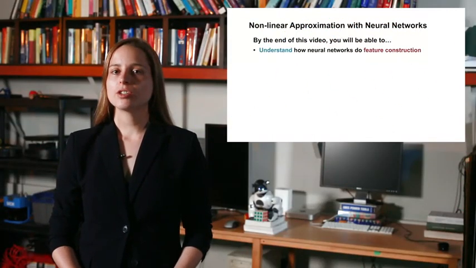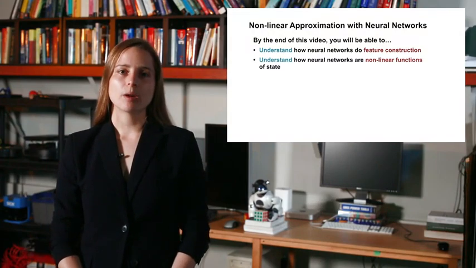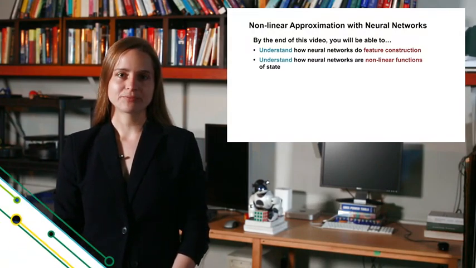Tile coding is one way to create a fixed set of features for prediction. Neural networks provide a strategy for learning a useful set of features. Today, we'll discuss how neural networks create these features. By the end of this video, you will understand how neural networks do feature construction, and you will understand how neural networks are a nonlinear function of state.